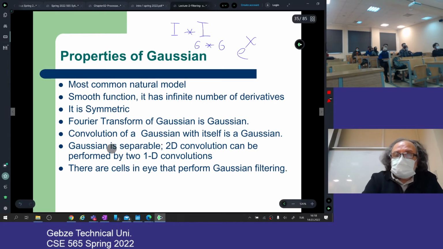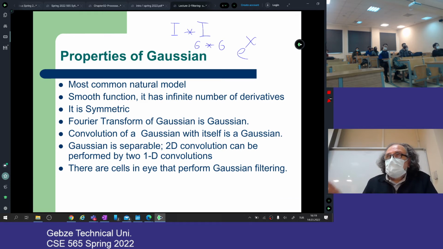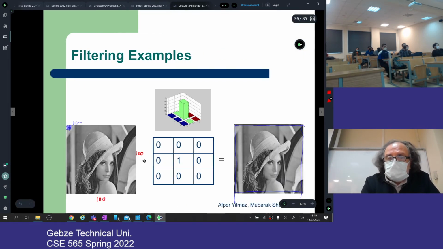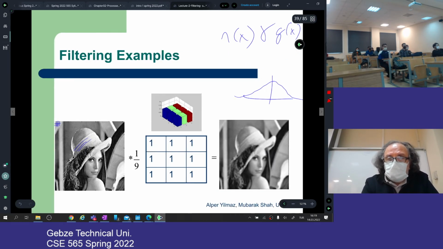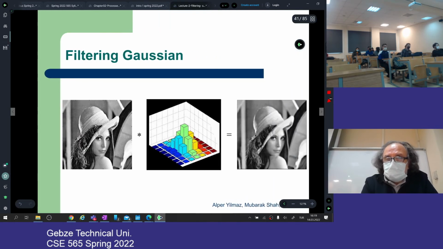And Gaussian is separable. That means you can do the Gaussian filtering by using one-dimensional Gaussians in the X and Y dimensions, and the results will be exactly the same, which will be very cheap, cheaper than a two-dimensional Gaussian. So that's why we like the Gaussian a lot.